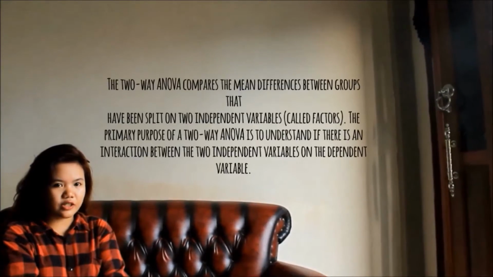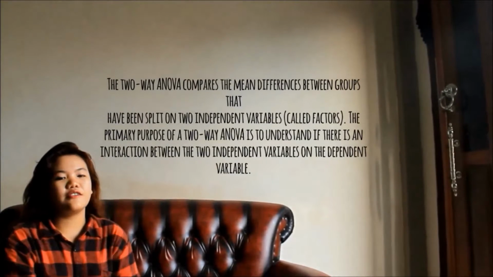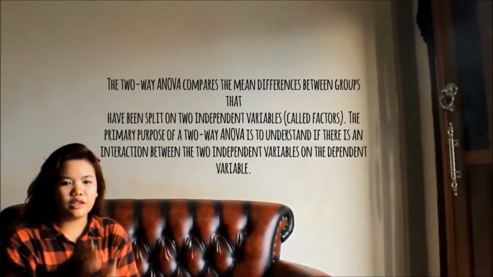Two-way ANOVA. The two-way ANOVA compares the mean difference between groups that have been split on two independent variables or categorical factors. The primary purpose of a two-way ANOVA is to understand if there is an interaction between the two independent variables on the dependent variable.